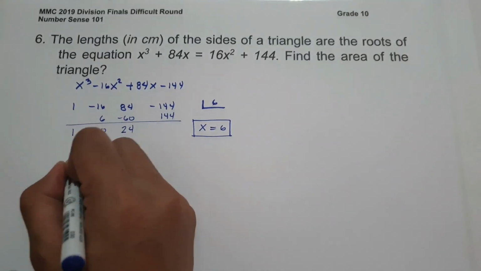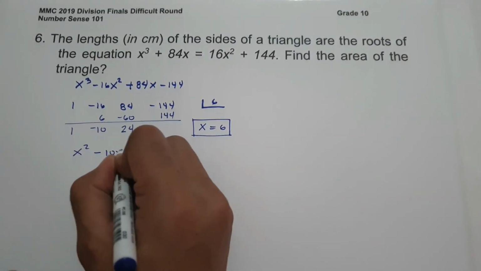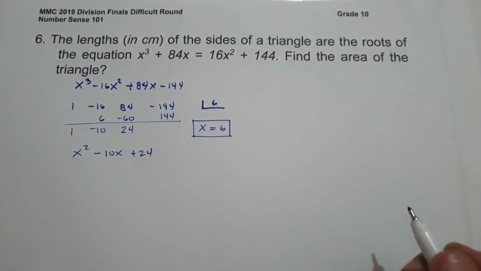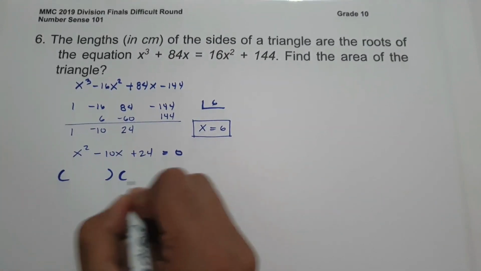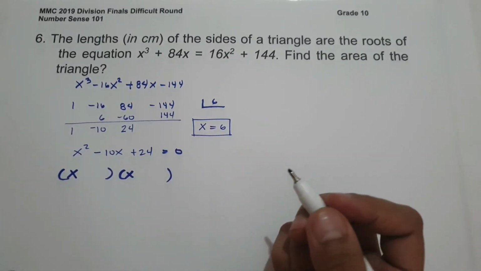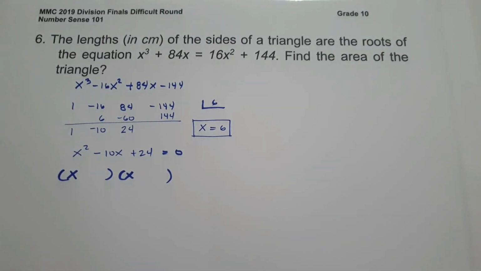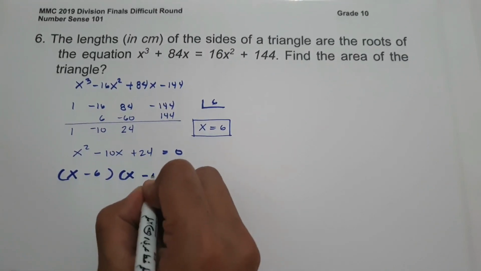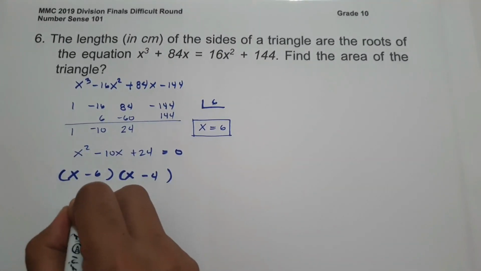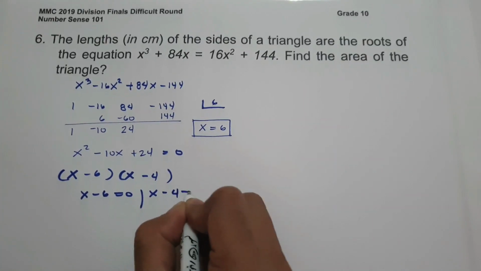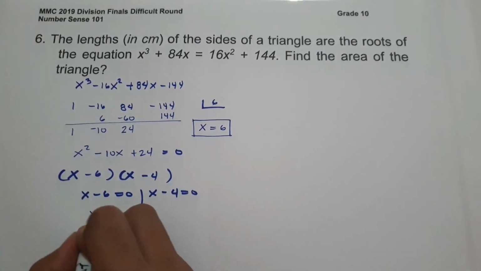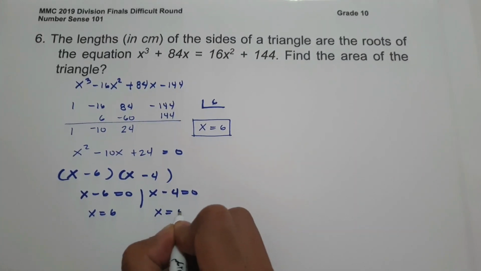And then we have x squared minus 10x plus 24. So let us find the factors of this equation. So we have the factors of x squared, that is x and x. And what are the two numbers? If we multiply, we get positive 24, and if we add, we get negative 10. And that is negative 6 and negative 4. So therefore, x minus 6 equals 0, and x minus 4 equals 0. So the values of x are 6 and 4.